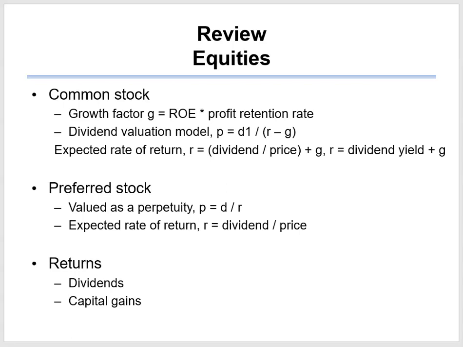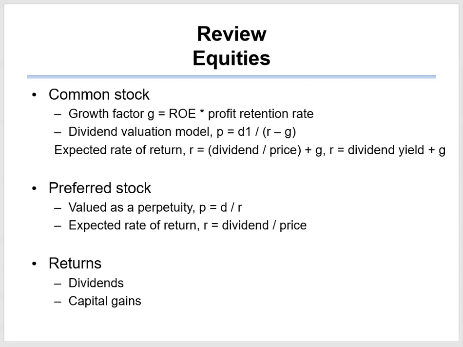We then can calculate the value of that stock by the equation shown here. The price is equal to the next dividend divided by our required rate of return minus the growth rate. The expected rate of return on this stock that we're going to get will be the dividend divided by the price plus the growth rate.